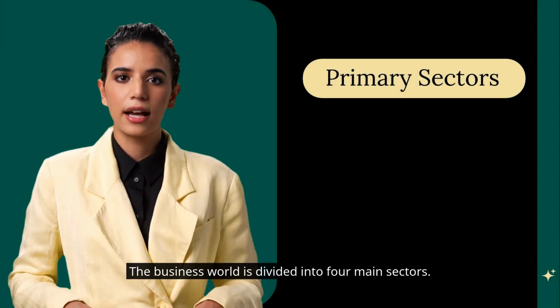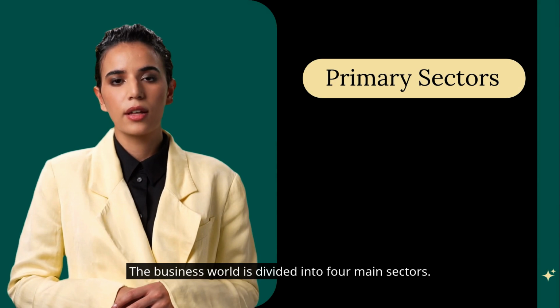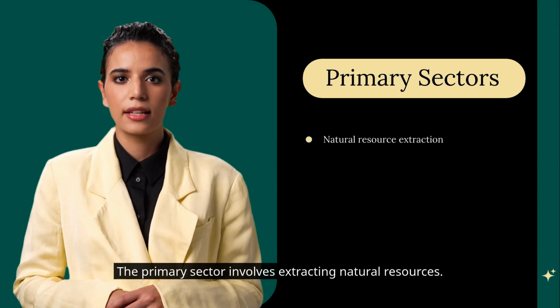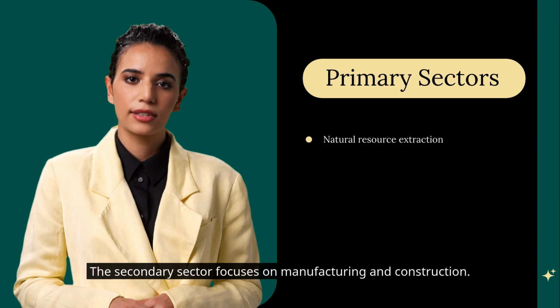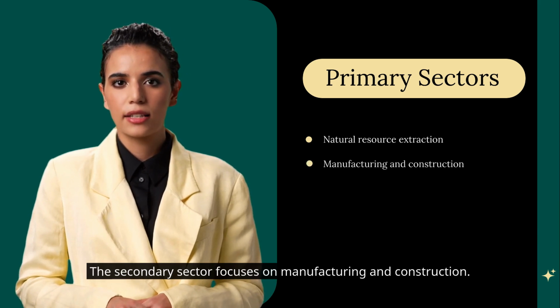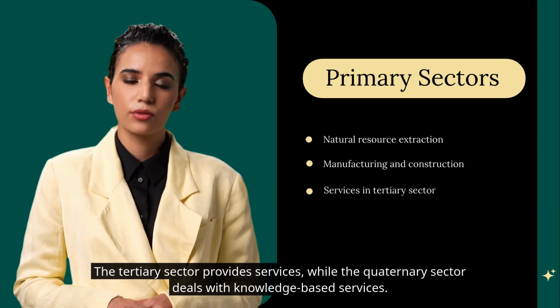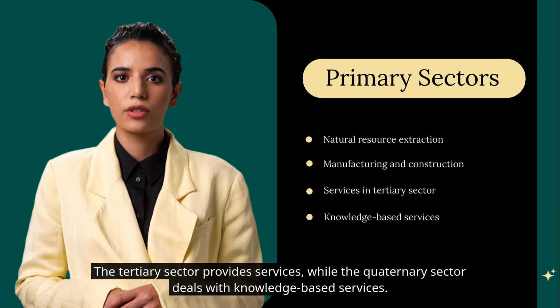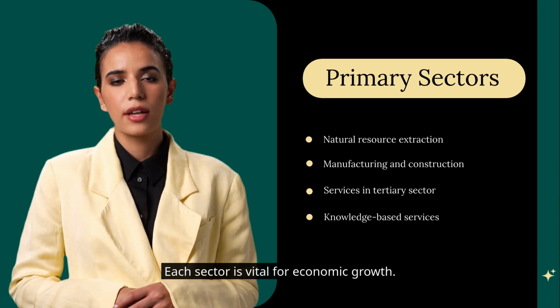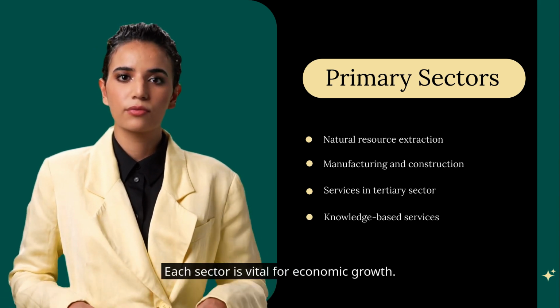The business world is divided into four main sectors. The primary sector involves extracting natural resources. The secondary sector focuses on manufacturing and construction. The tertiary sector provides services, while the quaternary sector deals with knowledge-based services. Each sector is vital for economic growth.